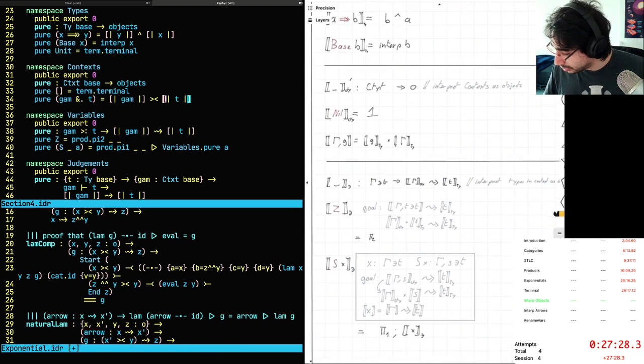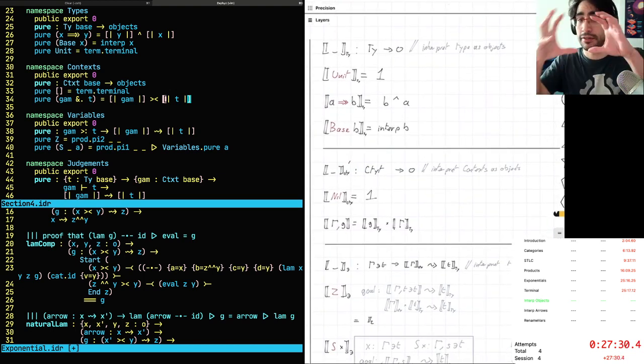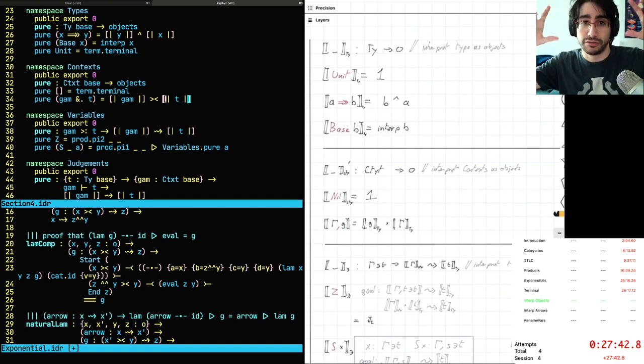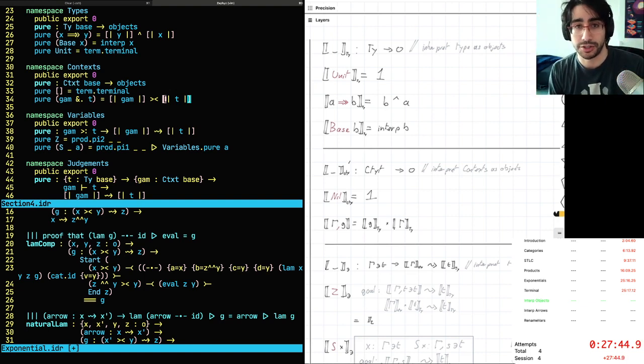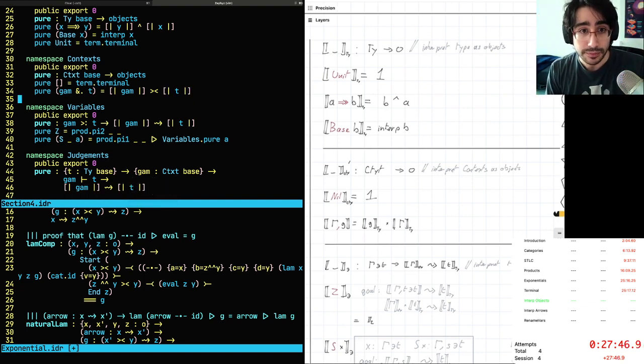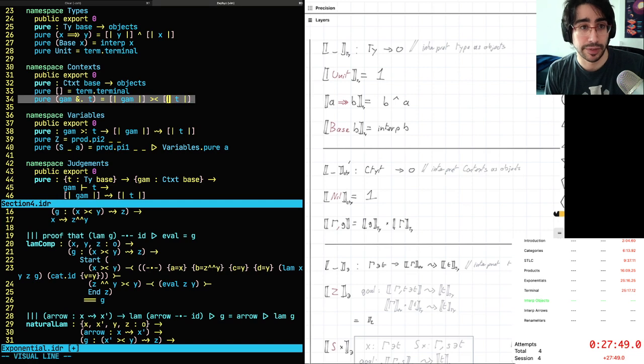I had a nice illustration about this, but you can see a context as a product of a context and something, which itself on the left side has a product of the rest of the context and something, etc. So it's a large product, and at the end you have the terminal object, which is one. It's a gigantic list built out of products.